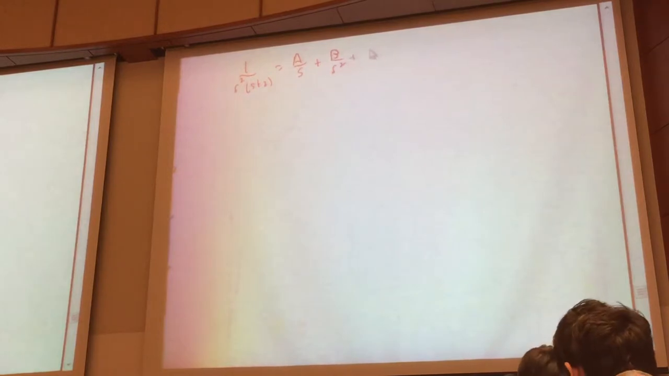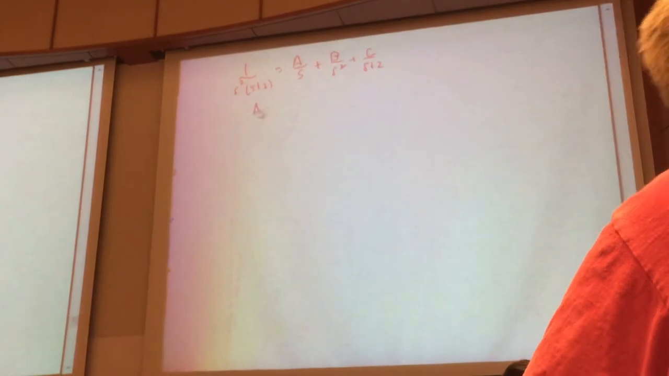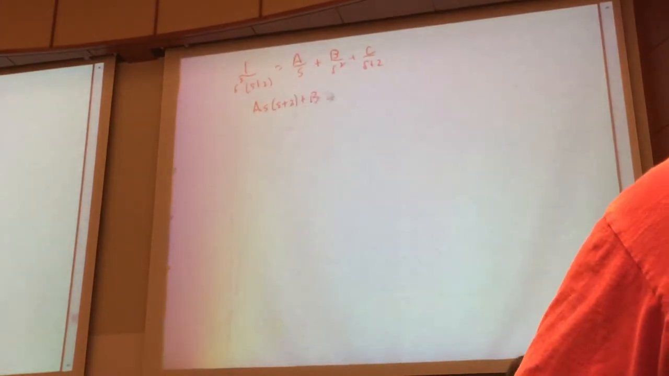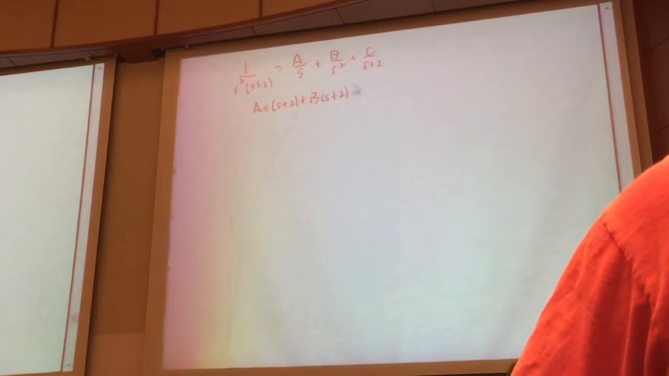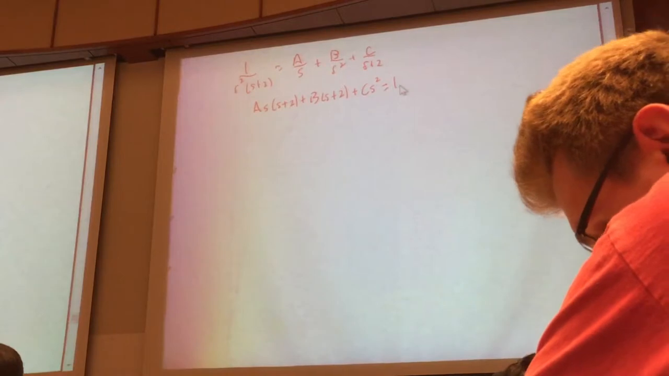So what was the partial fractions? We had 1 over s squared times s plus 2, which busts up into A over s, B over s squared, C over s plus 2. This says that A s times s plus 2, plus B times s plus 2, plus C s squared has to be 1.